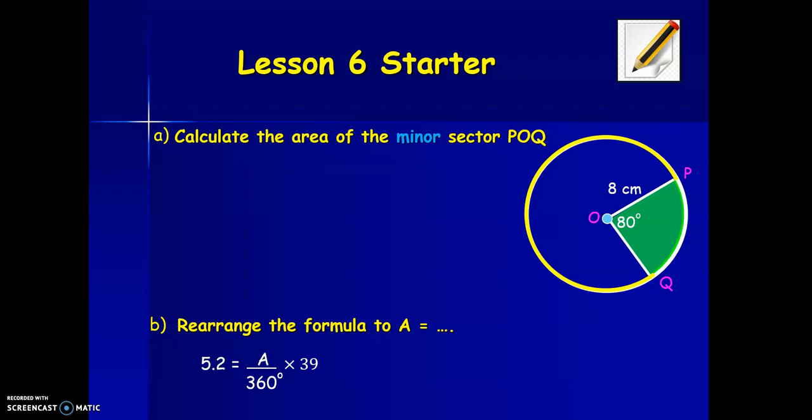Right, let's have a look at question A. Here we've been asked to calculate the area of the minor sector POQ in a circle with a radius of 8 centimetres and an angle at the centre of 80 degrees. Pause the video and take however long you need to complete this question.